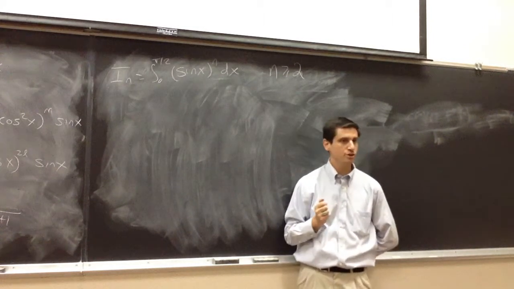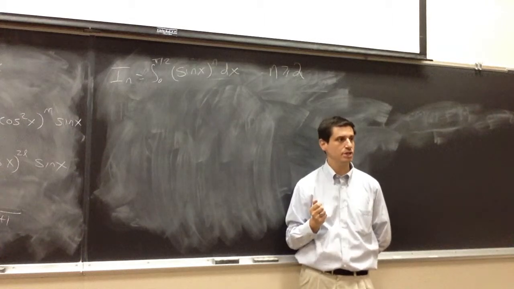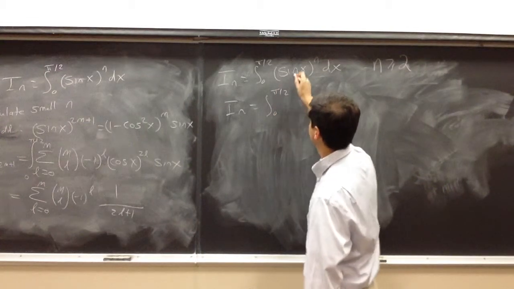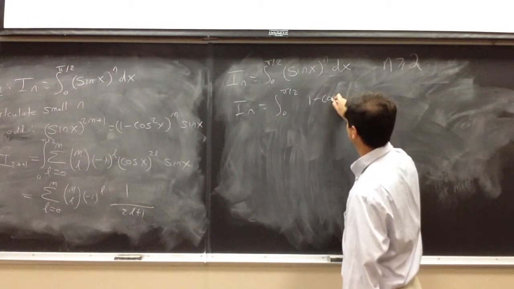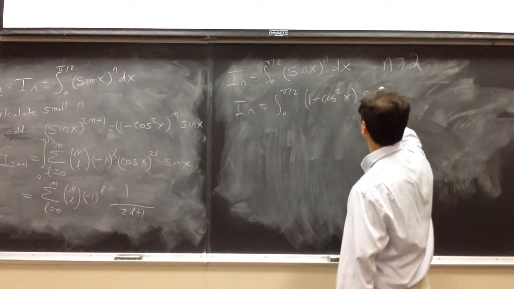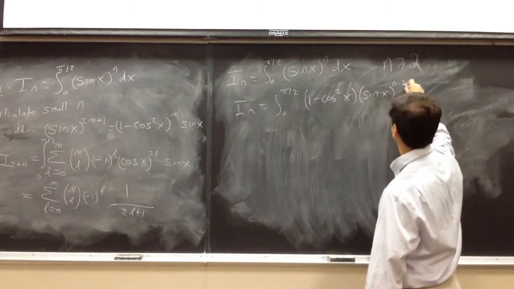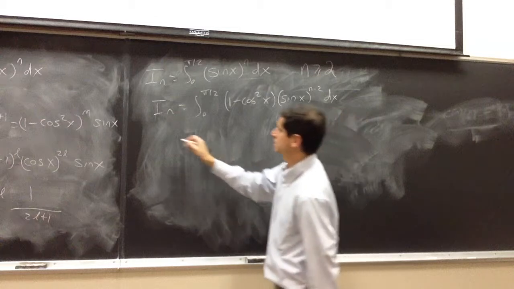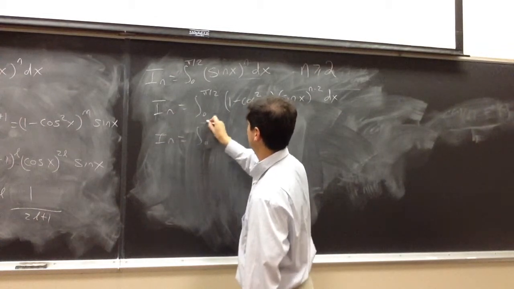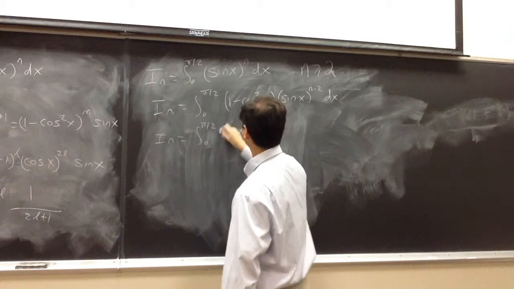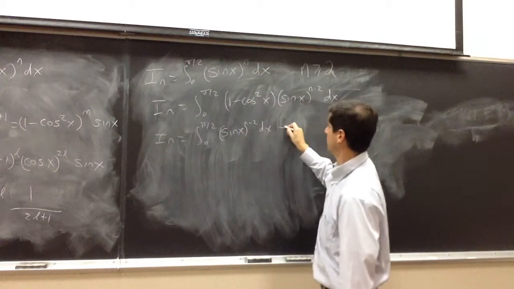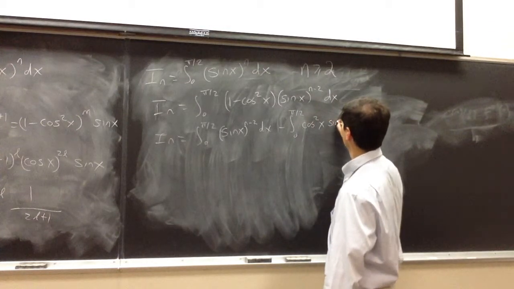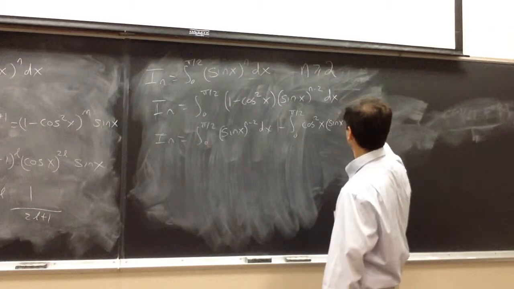Why do I want n to be at least 2? Well, I know I can replace the sine squared with 1 minus cosine squared. So I would get I_n is the integral from 0 to pi halves of 1 minus cosine squared of x times sine of x to the n minus 2 dx. All right, so I_n is the integral from 0 to pi halves of sine of x to the n minus 2 dx minus the integral from 0 to pi halves of cosine squared of x sine of x to the n minus 2 dx.